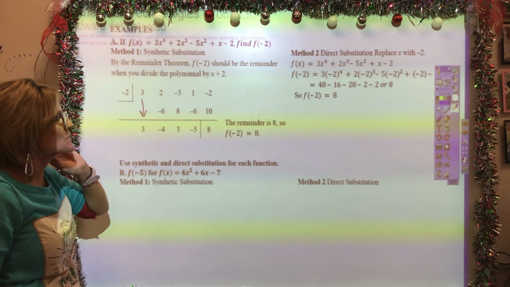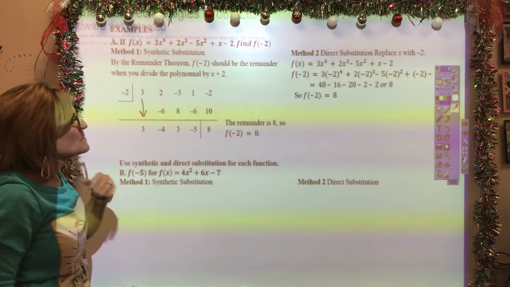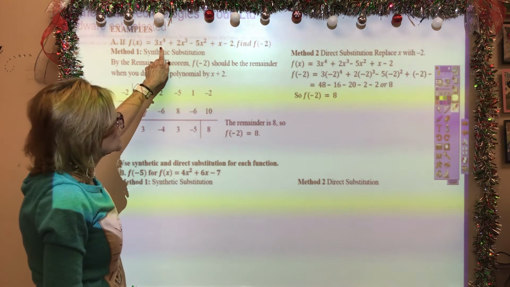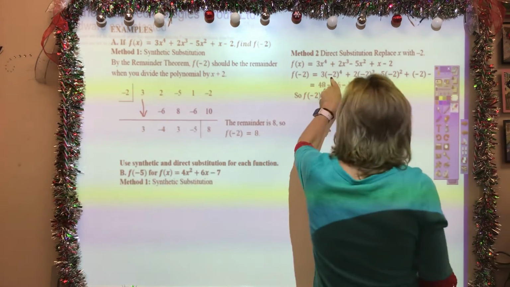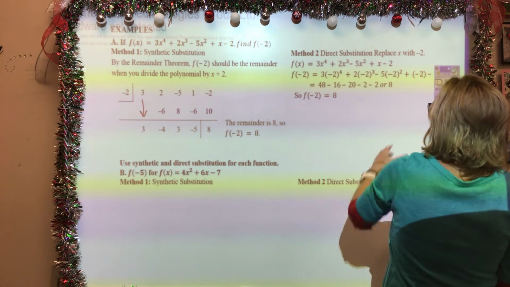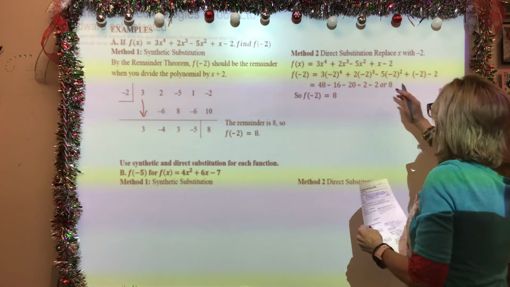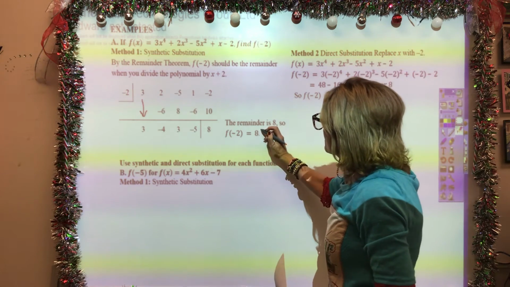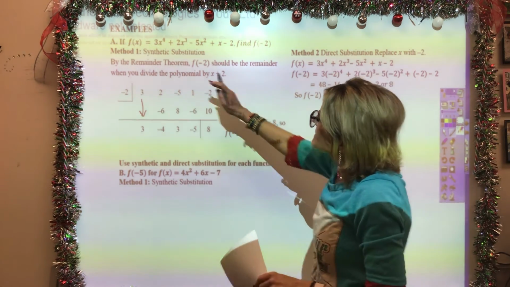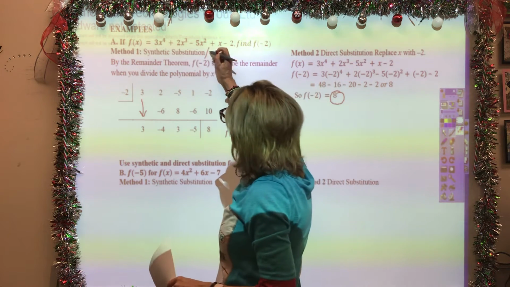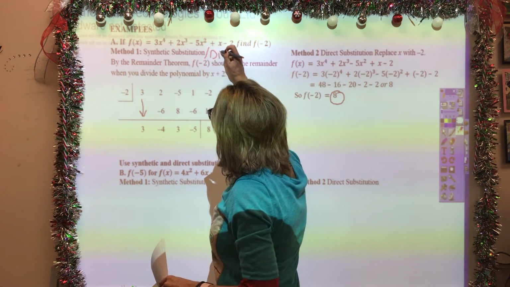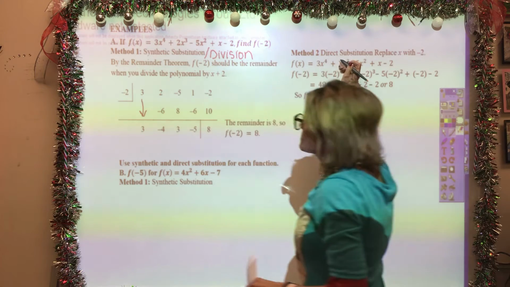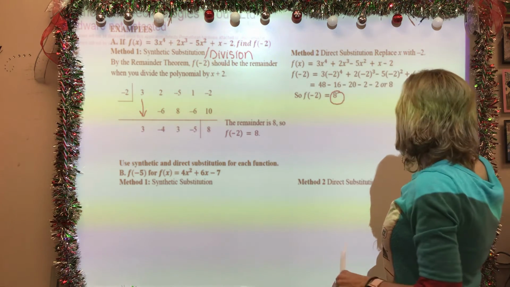The second method is just using direct substitution, meaning taking the polynomial function, and everywhere where there's an x, we replace it with a negative 2. So each one of these, we replace it with a negative 2, and then we simplify. Notice that you get the same answer whether you use method 1, synthetic substitution, we're going to refer to that as division so you don't get confused. Method 2, direct substitution.